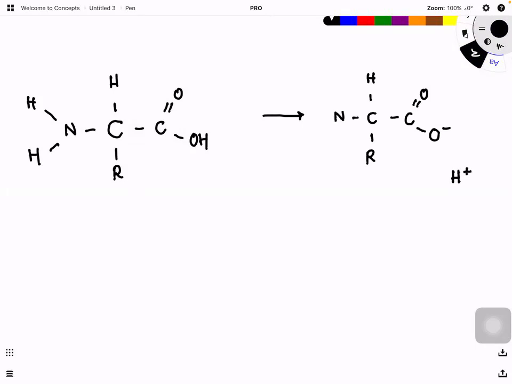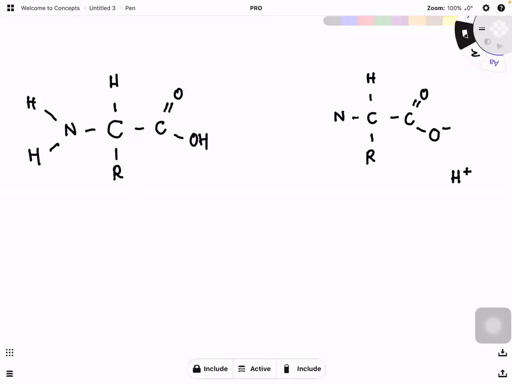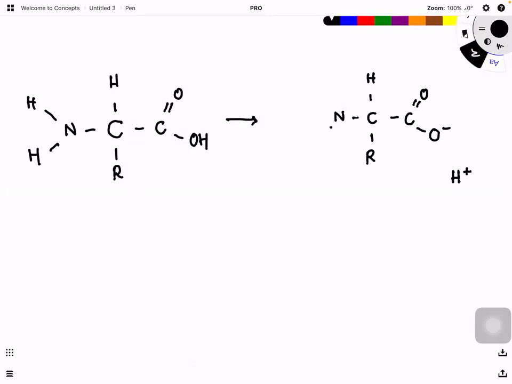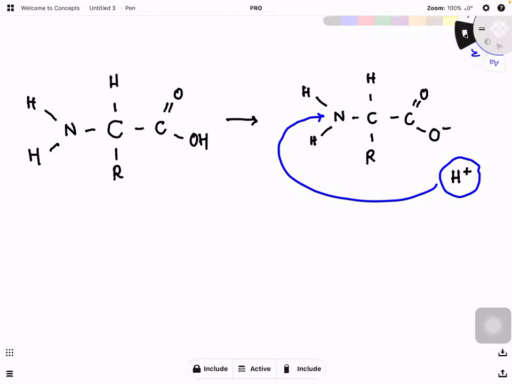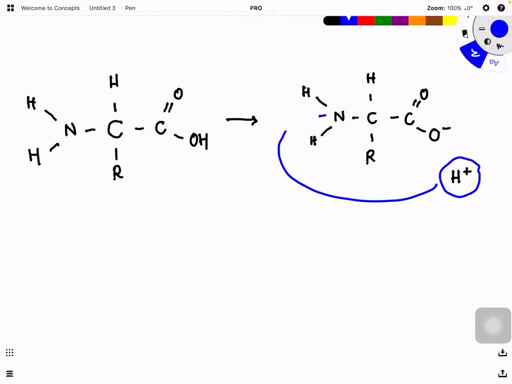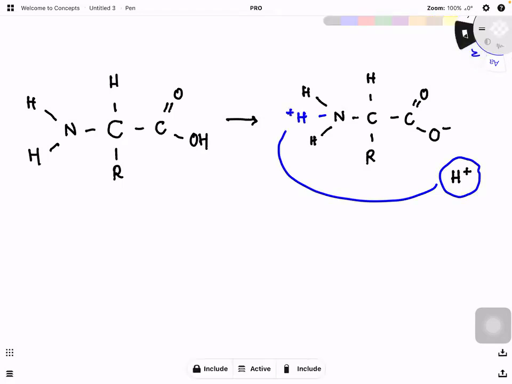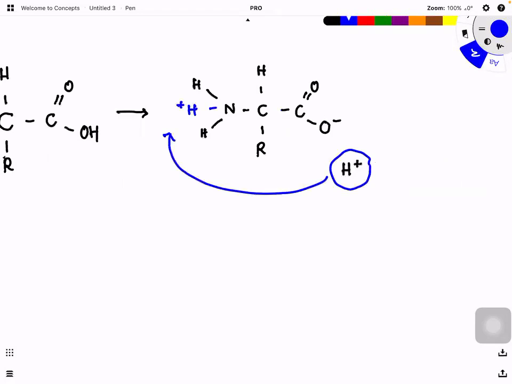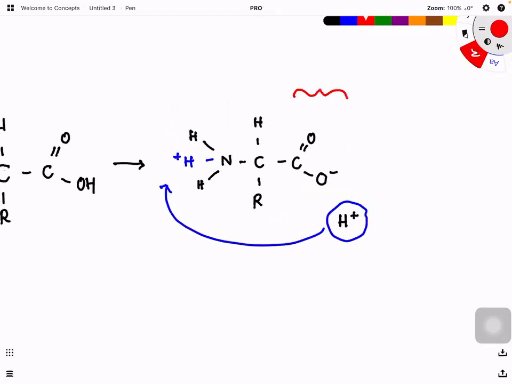And what happens at the amino group? With NH2, this H plus can attach here to form a dative bond. So in this case, it becomes NH3 plus. This H can bind and it is positively charged. But you can see that overall, this amino acid is still neutral. Even though one side is negatively charged and the other side is positively charged, overall the molecule is still neutral.